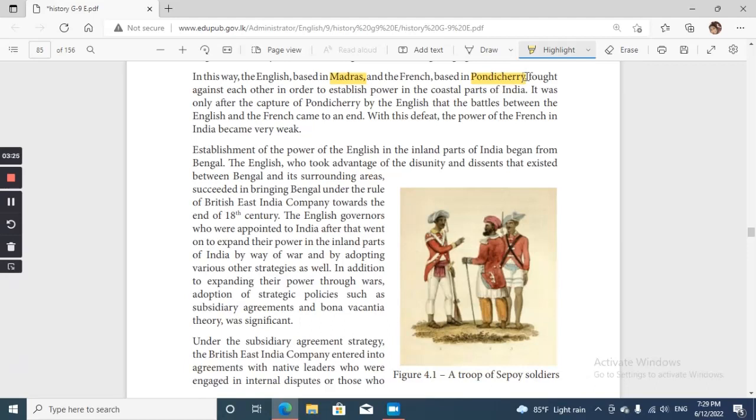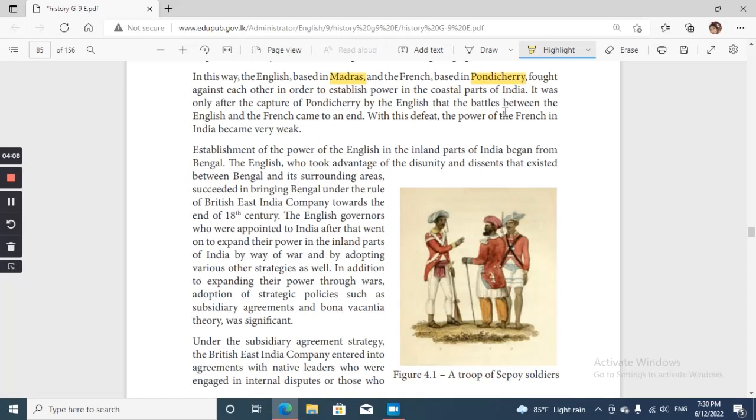Madras and Pondicherry were cities under the French, but the English fought the French and established their power in the coastal areas of India. After capturing Pondicherry, the battles between the English and the French came to an end. With this defeat, the power of the French became very weak, and the establishment of English power in the inland areas began.